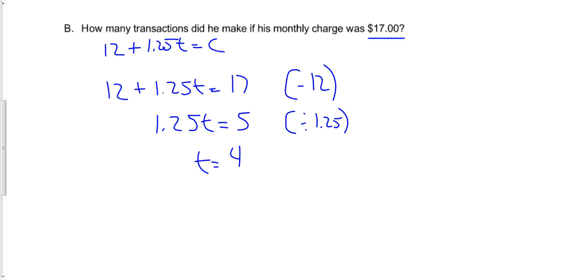Now we said earlier that T represents the number of transactions above 20. So if I want to figure out the total number of transactions made, if his monthly bill is $17, then I need to do T plus 20. In this case, we've got 4 plus 20. So he's actually made 24 different transactions over the course of this month, and that's what results in him having a charge of $17.